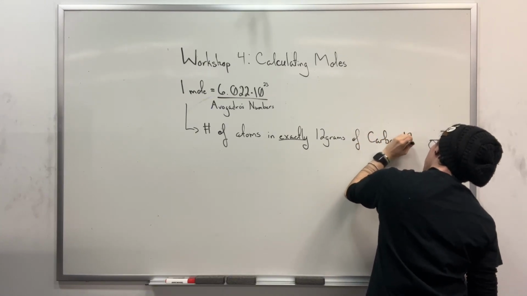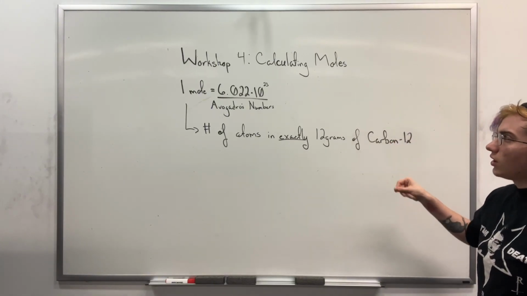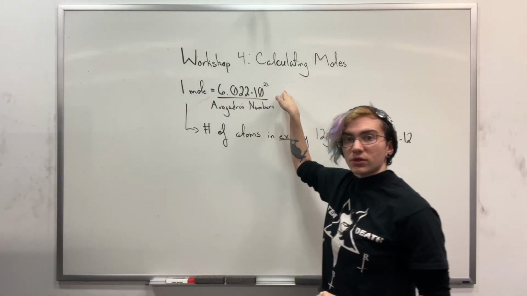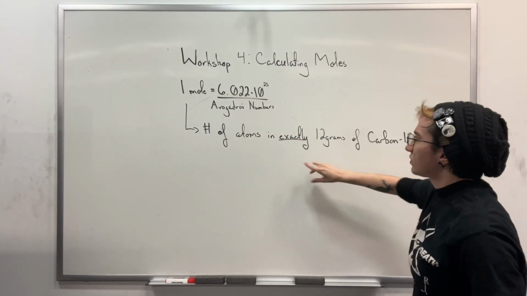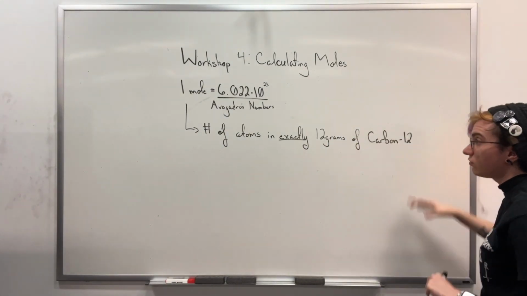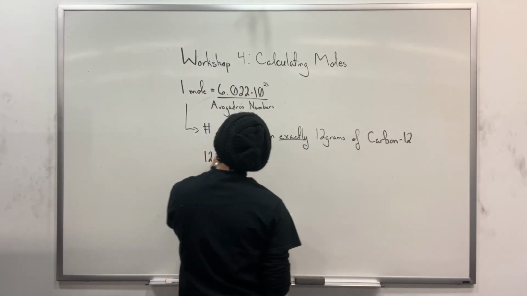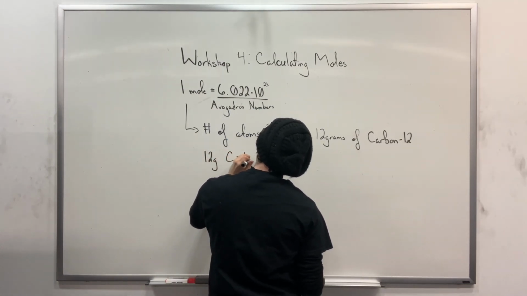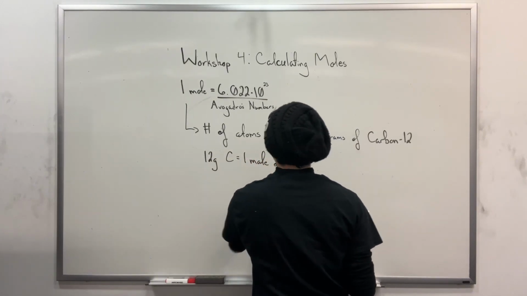And it's important to know this because this will also help us then be able to use moles to not only know how many atoms we have of something, but also how many grams we have of something. Because since 1 mole was derived from the number of atoms in exactly 12 grams of carbon-12, this also says that if you have 12 grams of carbon, you have 1 mole of carbon.